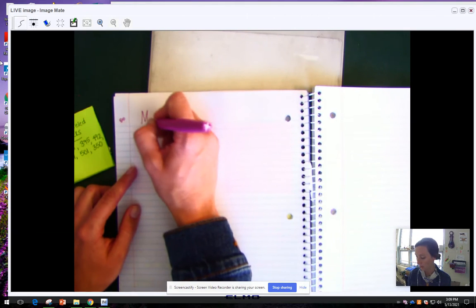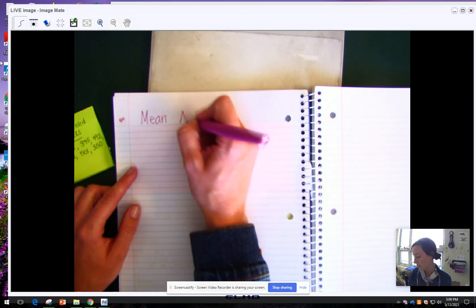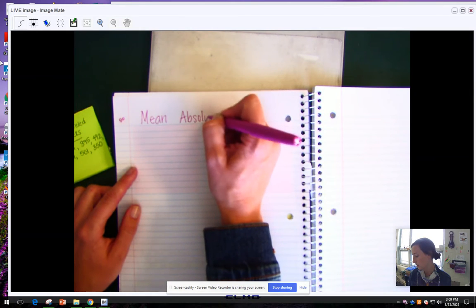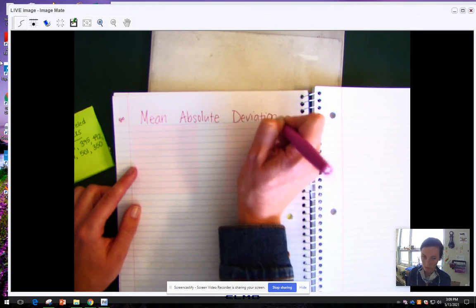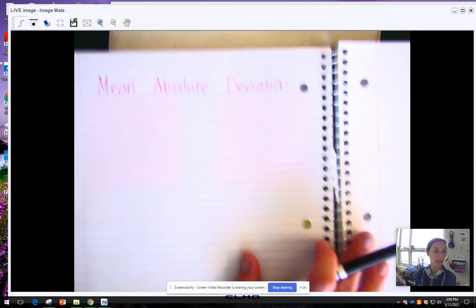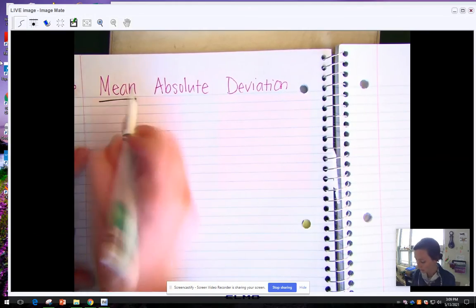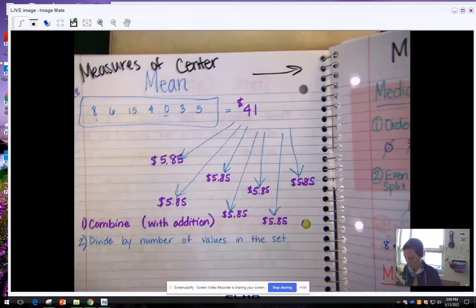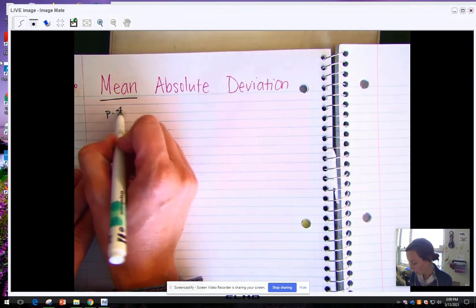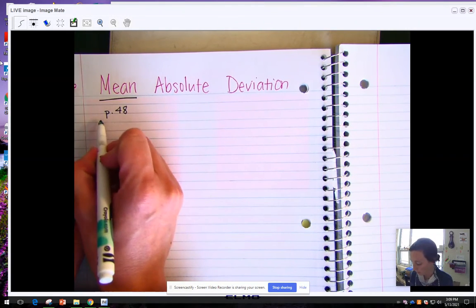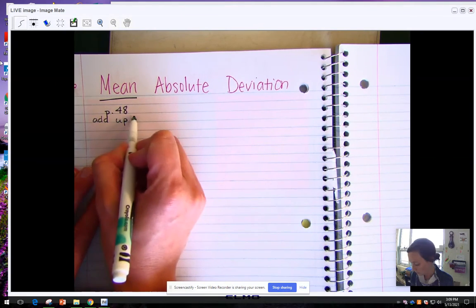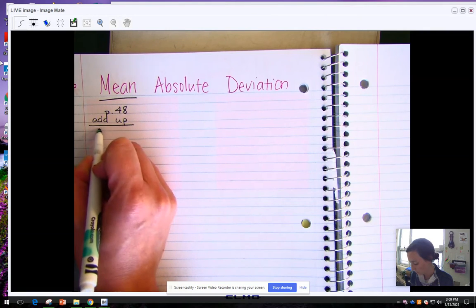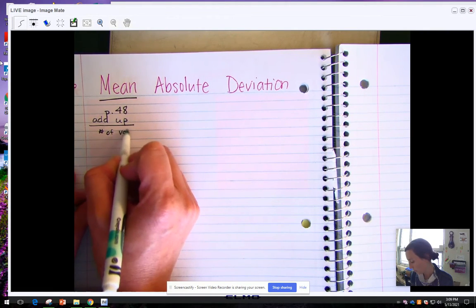All right, so we start with mean absolute deviation. Now, these words, some of them are familiar. So mean, you already know, right? Mean we talked about on page 48. And it's when you add them all up and divide by the number of numbers. Okay?